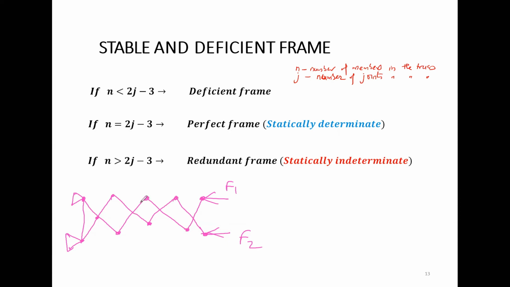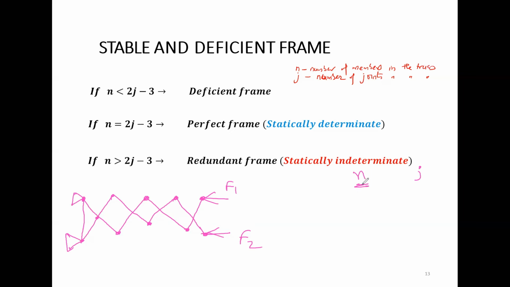Okay, suppose there are more than 4 members. So how will you determine whether this frame represents a deficient frame, a perfect frame, or a redundant frame? To find out the type of frame for a complex problem, you can use this formula, the relation between n and j. What does this n signify? This n means the number of members in the frame.